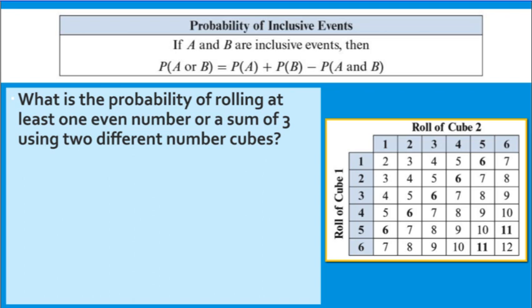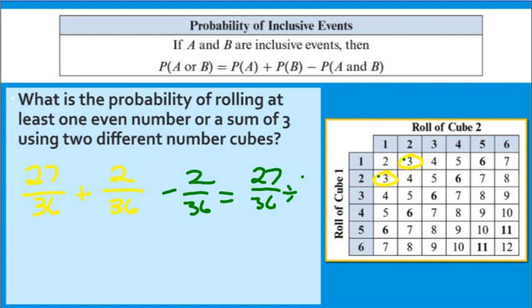Next one. What is the probability of rolling at least one even number or a sum of 3? Since we've done the even number, we know that there are 27 out of 36 where you get at least one even number. Plus the sum of 3. 1, 2, so there's 2 out of 36. Now are any of these using at least one even number? Well, this uses an even number, this one uses an even number. So I subtract 2 out of 36. I end up with 27 out of 36.